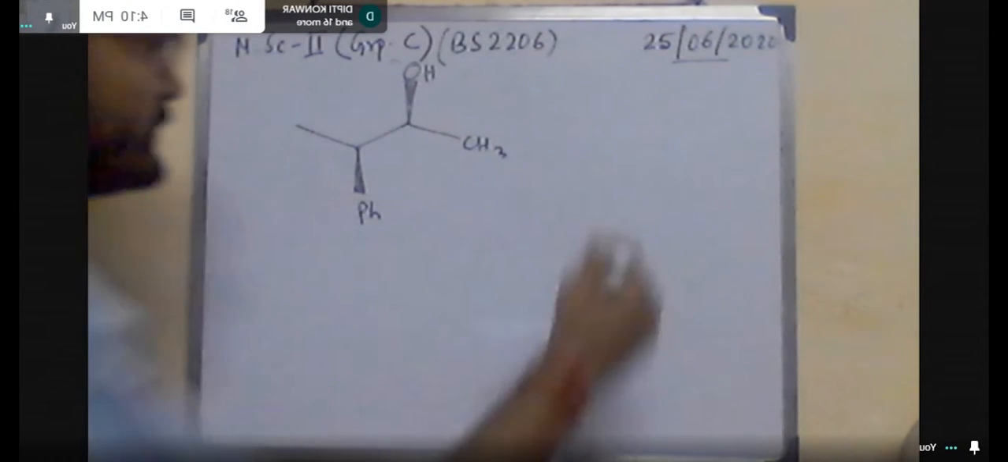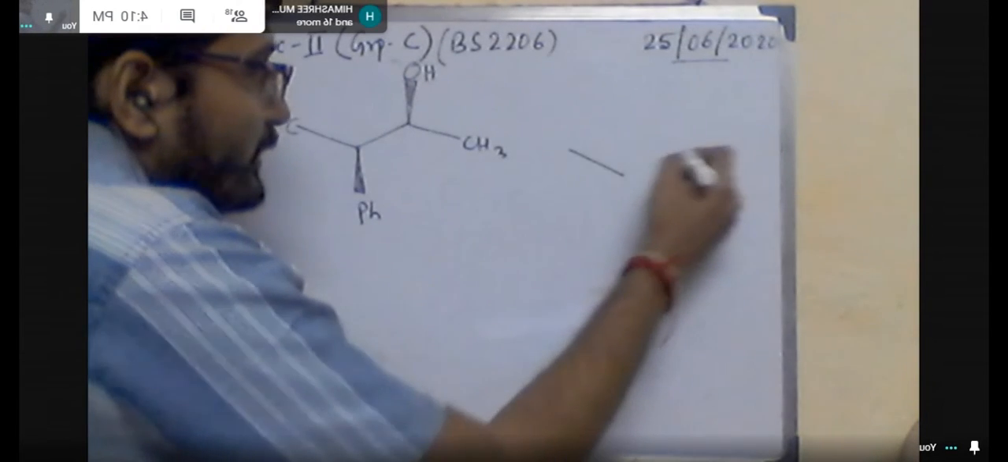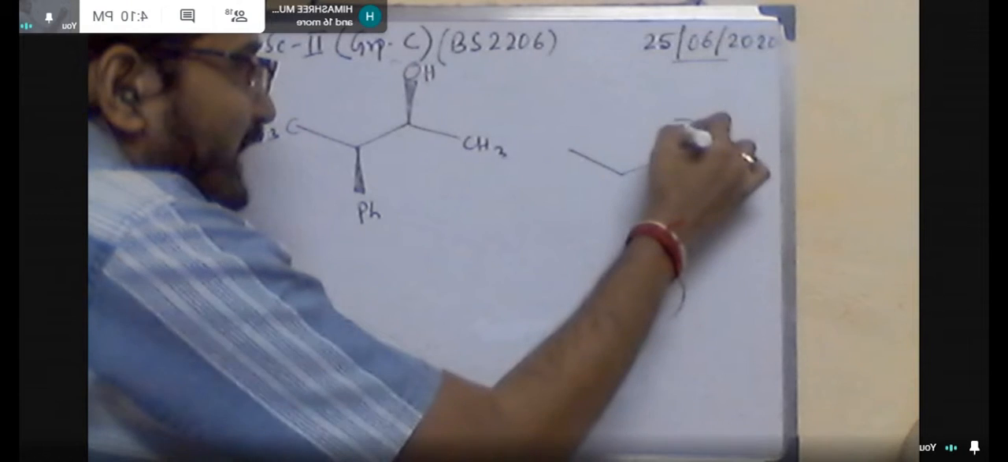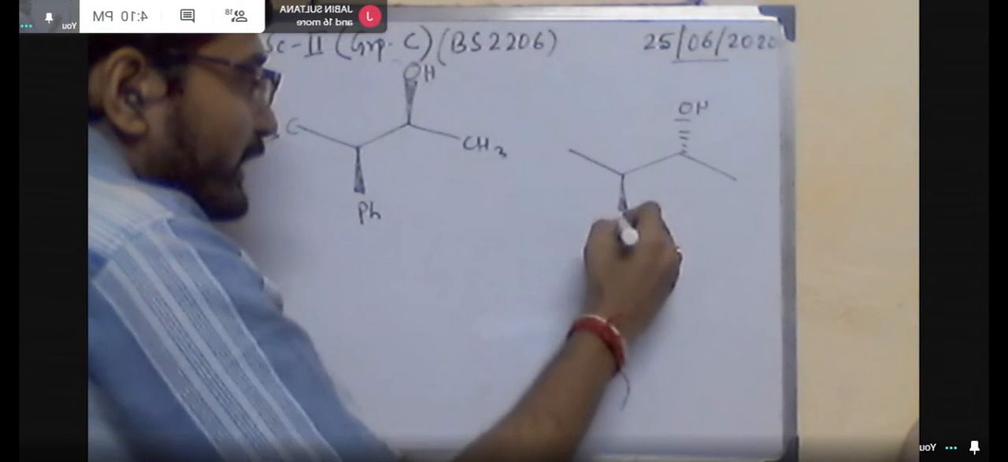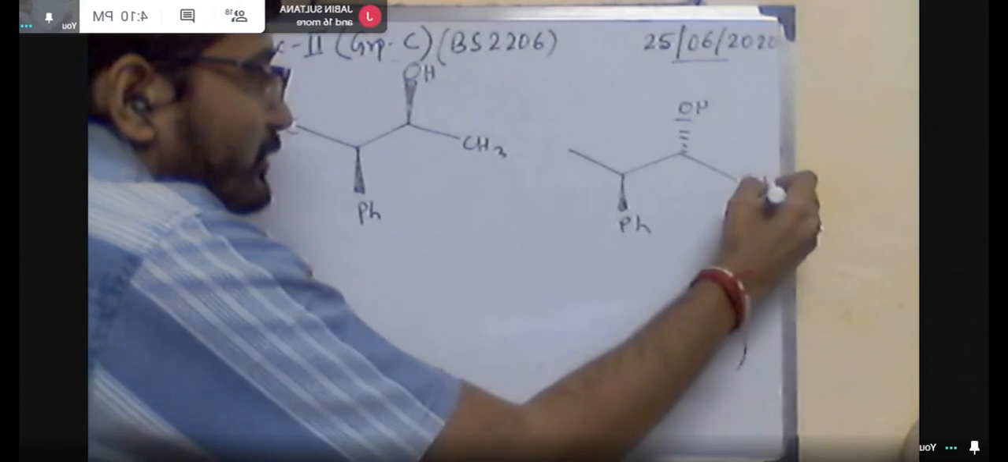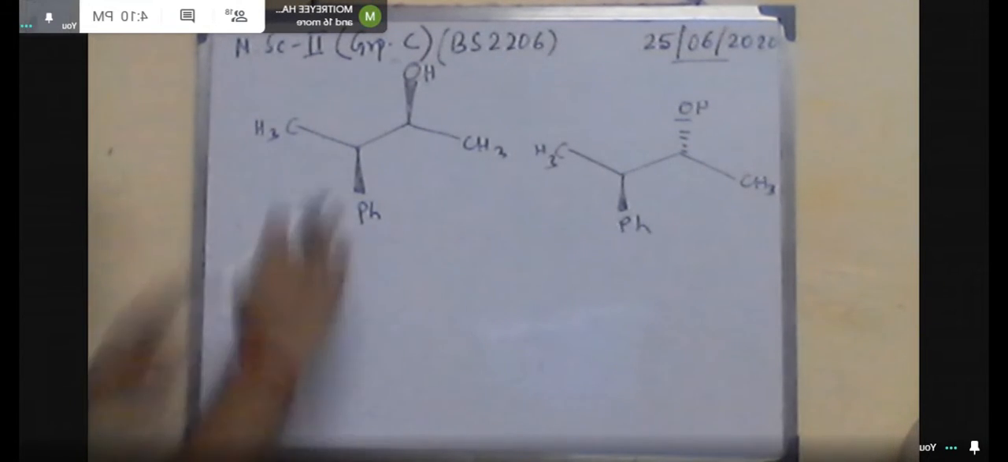Here the configuration is 1, 2, 3, and hydrogen is in the backward side. So 4 is plus, and 1, 2, 3 is anti-clockwise. So this is S. Now during this interconversion, if you have not changed the position of the OH, just keep it in the downward side of the bond.